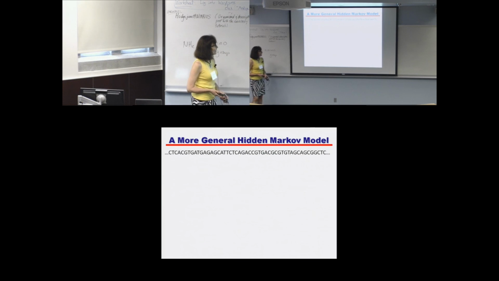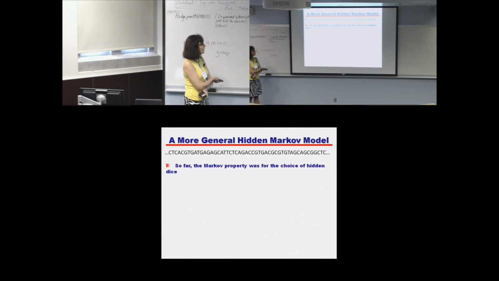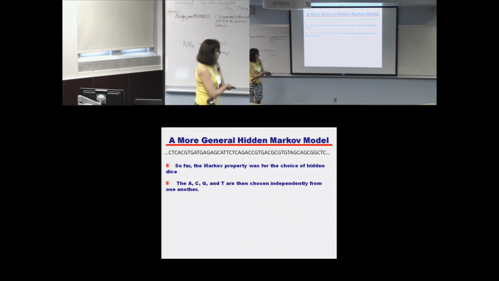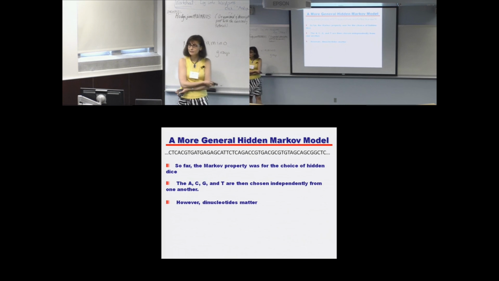Okay, so then, of course, you want to say, for now, I only use the Markov property on the hidden sequence, and I want to use it on the actual observed sequence as well. And you can pretend that the A's and C's and G's and T's are chosen independently from one another, but that's not the case. The nucleotides matter, so there is a certain dependency there between how things behave with respect to their nearest neighbors on the sequence.